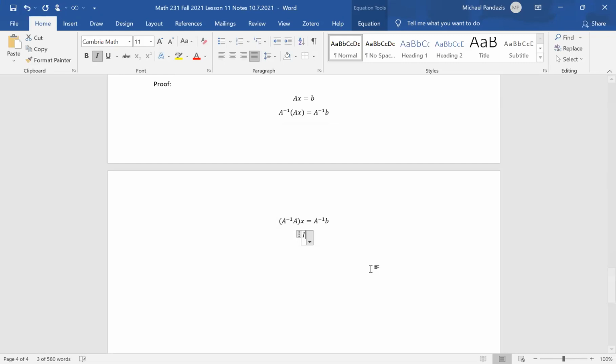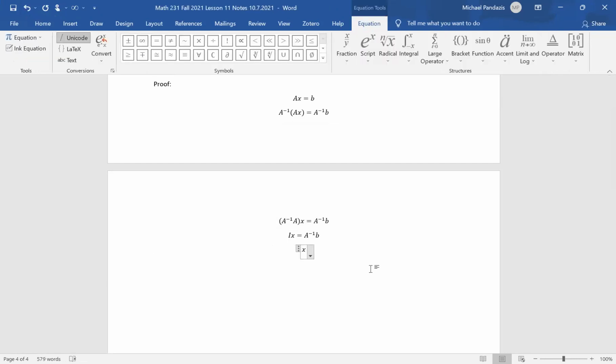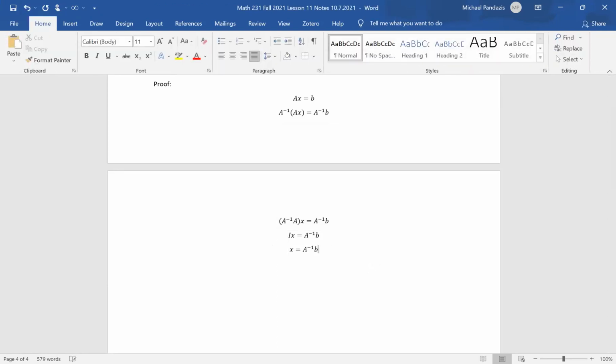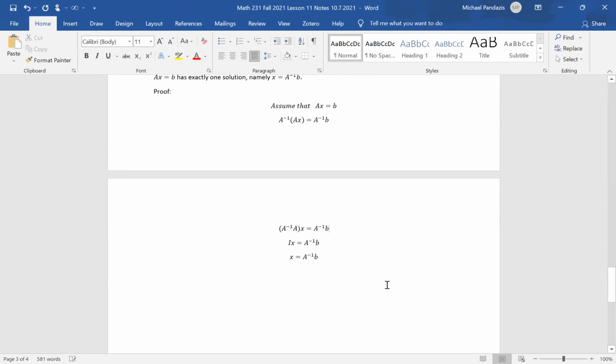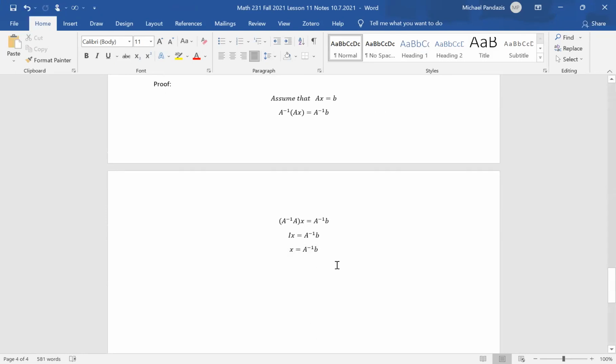So now A inverse A is I, so Ix is equal to A inverse B. Since I is the identity matrix, Ix is just X, so X is equal to A inverse B. So what did I just show? Let me add some words here. Assume that Ax equals B, and then you draw that conclusion.